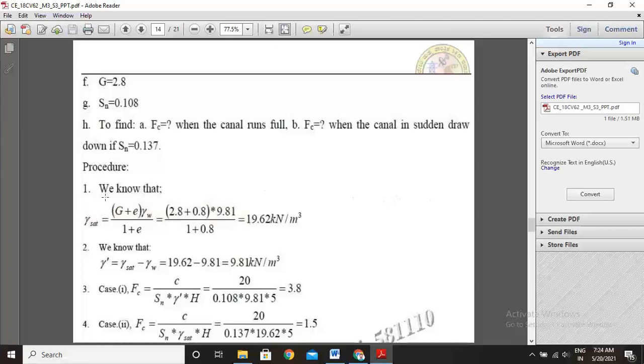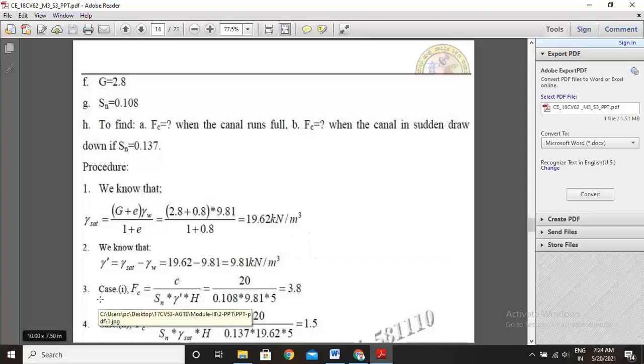First step in procedure, we know that gamma saturated equal to G plus e by 1 plus e into gamma w. So now we calculate first the saturated density. So substitute the values here. G is 2.8 plus void ratio is 0.8 divided by 1 plus e is 0.8 into gamma w, the unit weight of water, that is 9.81 kilonewton per cubic meter. While substituting values and operating, we are getting 19.62 kilonewton per cubic meter. This is the saturated unit weight.